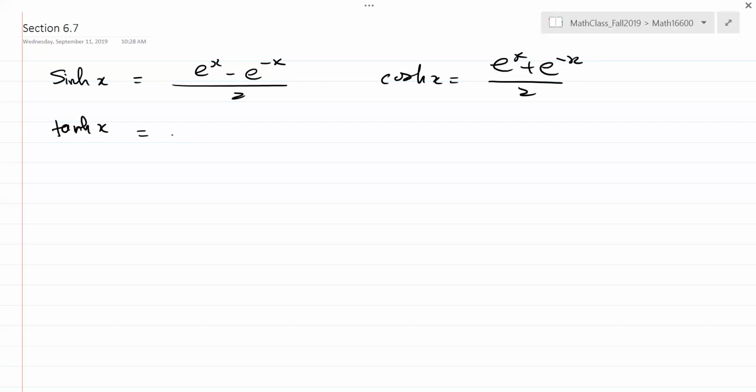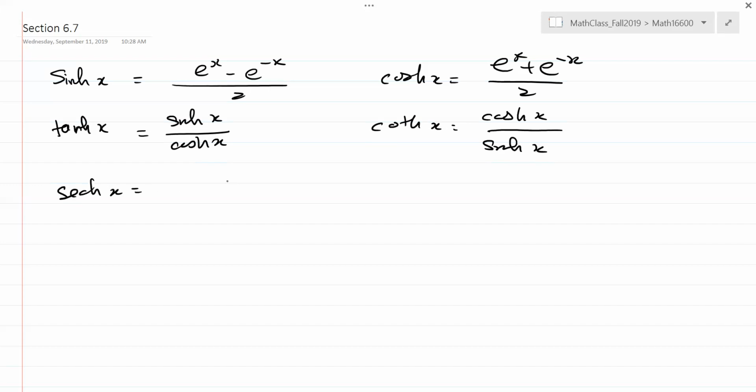Hyperbolic tangent x is going to be, just similar to the trigonometric functions, hyperbolic sine x over hyperbolic cosine x. You can also express it in terms of e to the x. Hyperbolic cotangent x will be just upside down. Now we also have the hyperbolic cosecant x and secant x. Hyperbolic secant x is 1 over hyperbolic cosine x. Hyperbolic cosecant x is 1 over hyperbolic sine x. So those are the functions we are going to study.